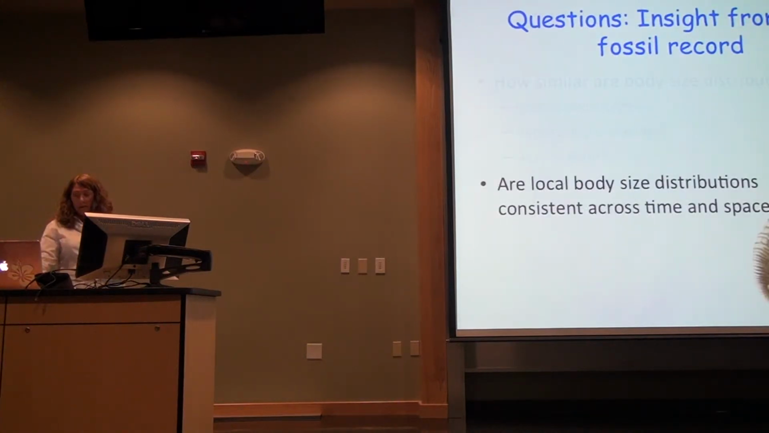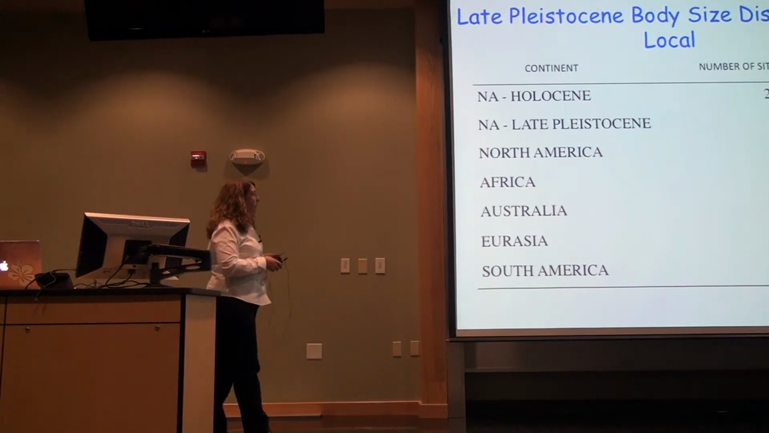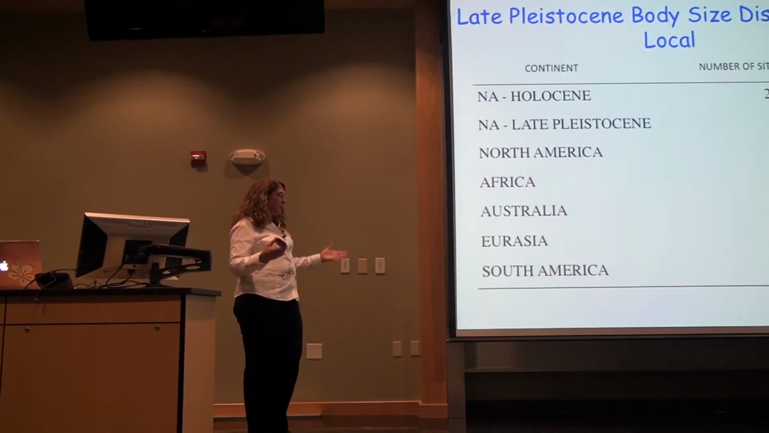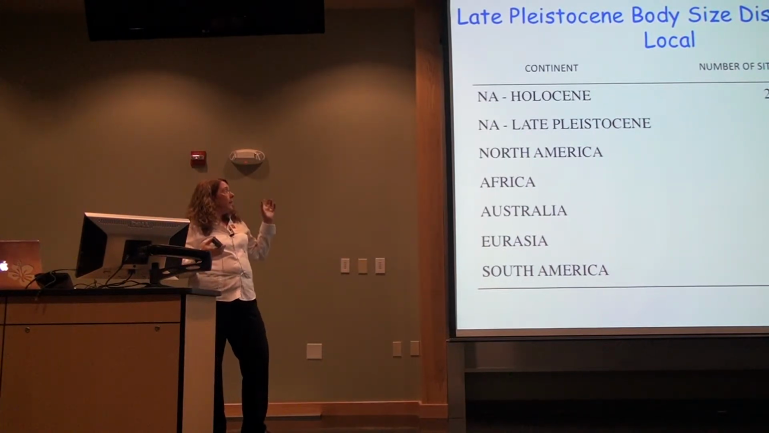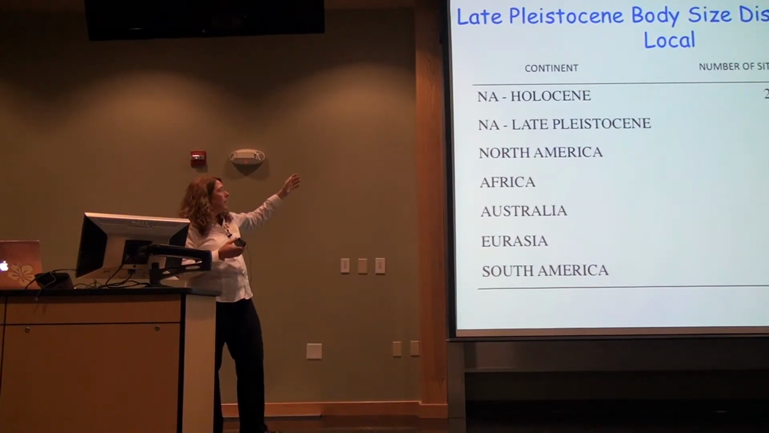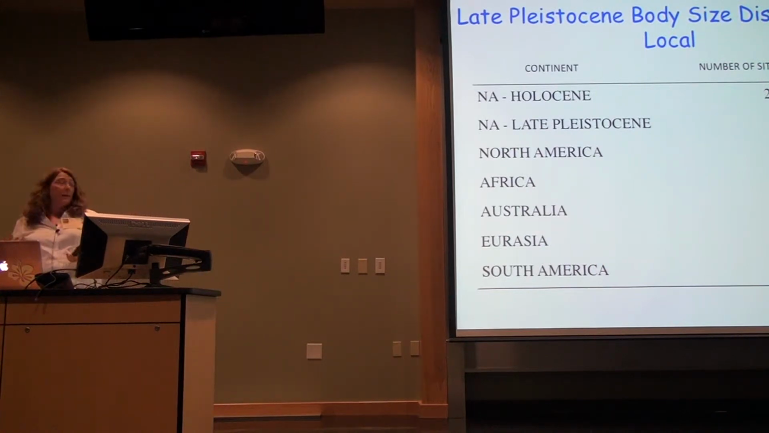Okay, so what about local body size distributions? We put together a database of local community species and added in the body sizes from the MOM database. We had about 300 fossil sites, most of them from the Holocene, about 90, well, exactly 92 from the late Pleistocene, and then another 300 or so sites across the globe in the present. And so what I'm going to talk about next is the shapes of these distributions in the late Pleistocene and Holocene of North America, and how that compares to what we see globally in the present.